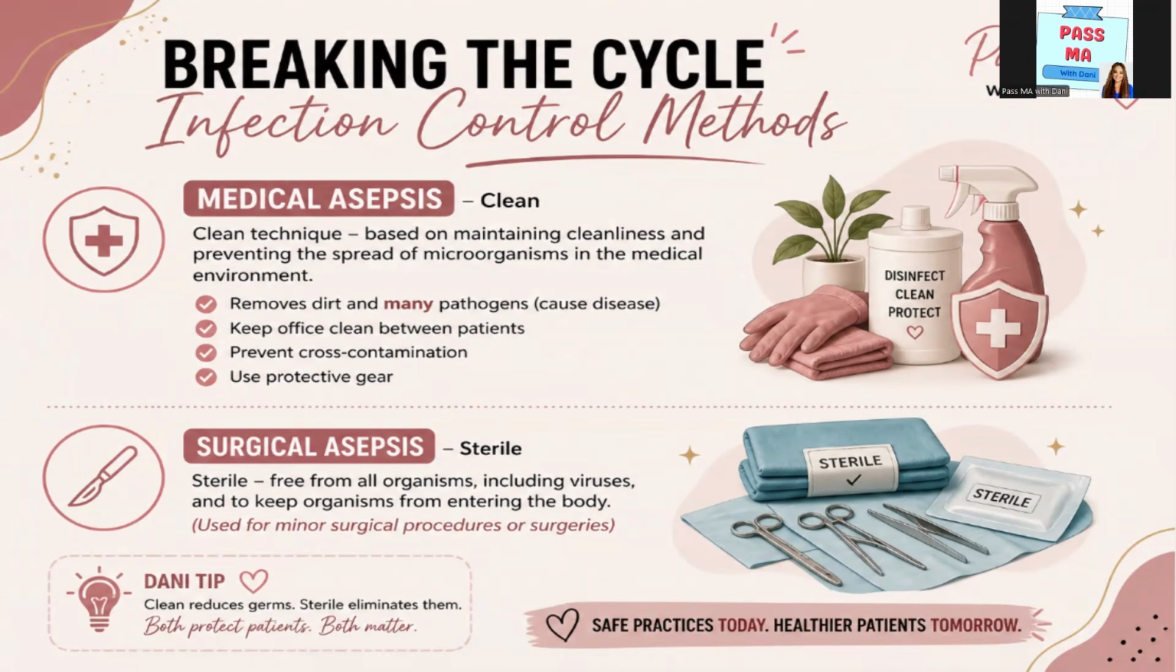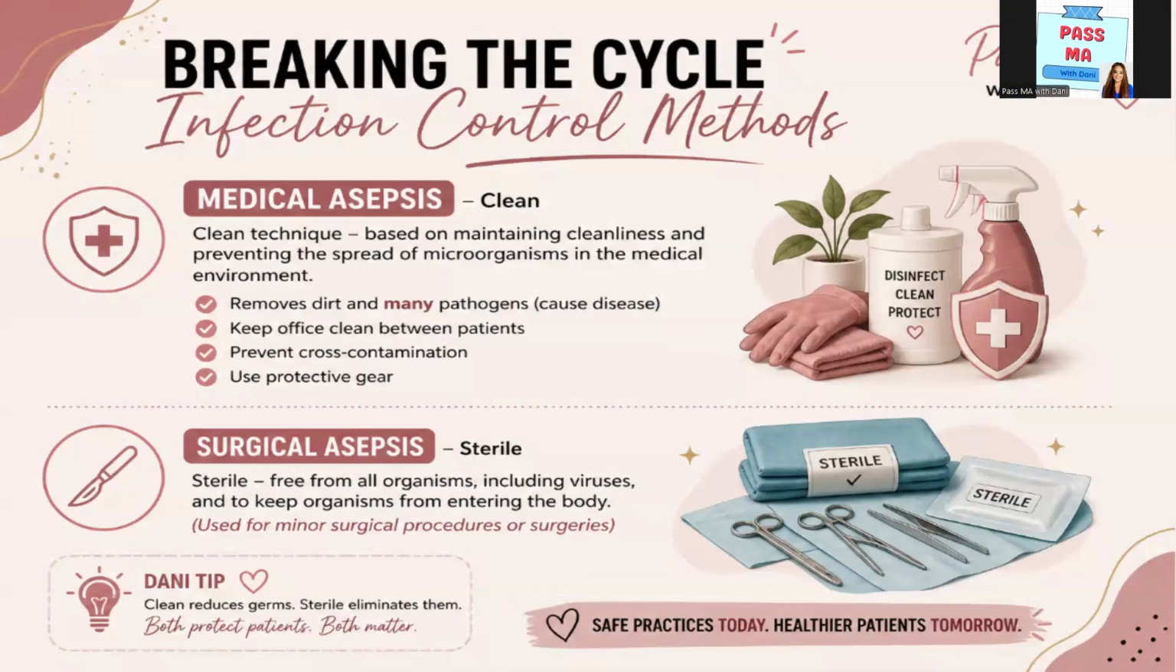Okay, this is making sure that we break down the rooms after every patient, making sure that we're cleaning every surface, the chair they sat in, the doorknob they touched, the blood pressure cuff that you placed on the patient's arm. Prevent cross contamination. And also remember to use PPE. That is our protective equipment, right?